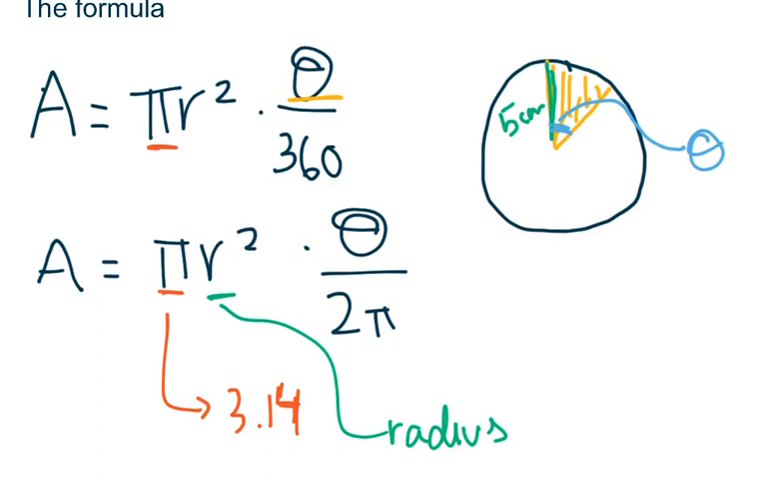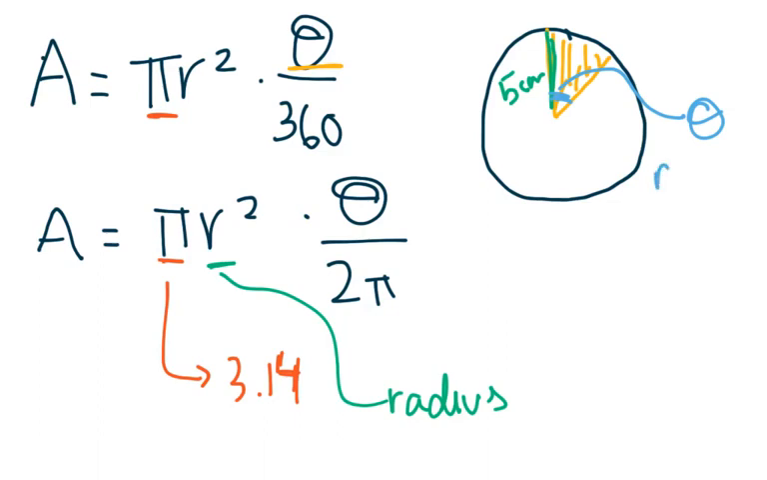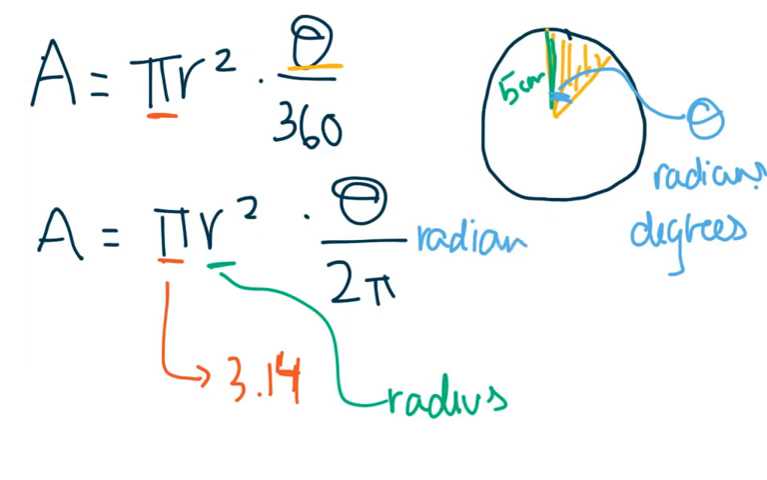And theta can either be given to us in radians or degrees. If it's given to us in radians, we're going to use this formula. While if it's given to us in degrees, we're going to use this formula. And on the next slide, I'm going to show you how we know which to use.